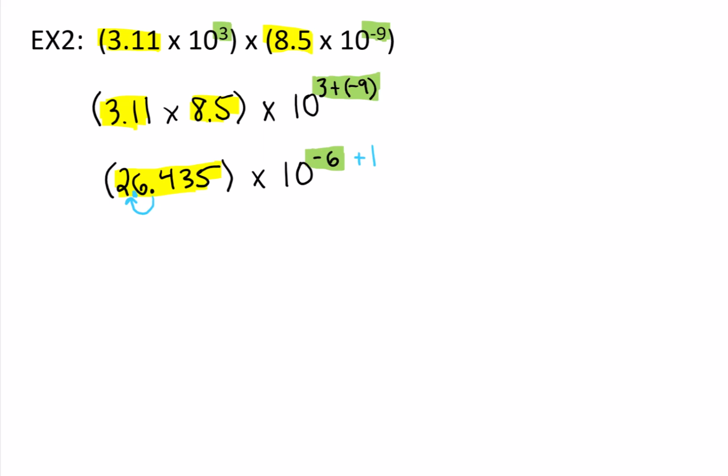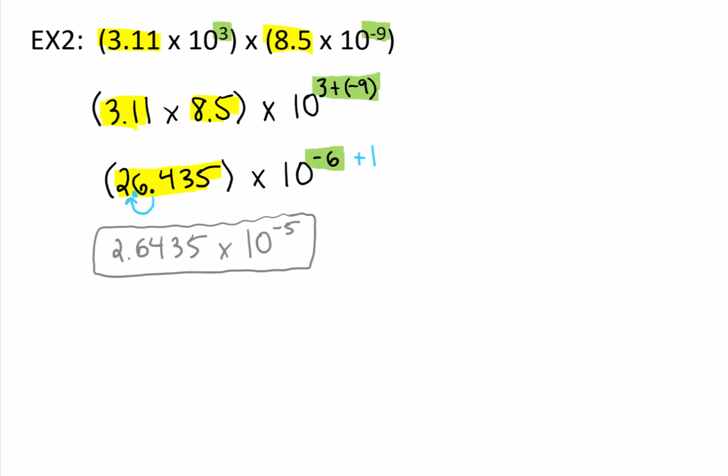So that means we need to move the decimal over to the left 1, so that's 2.6435. We also add 1 to the exponent because anytime we move to the left, we have to add to the exponent. And that leaves us with 2.6435 times 10 to the negative 5th power.